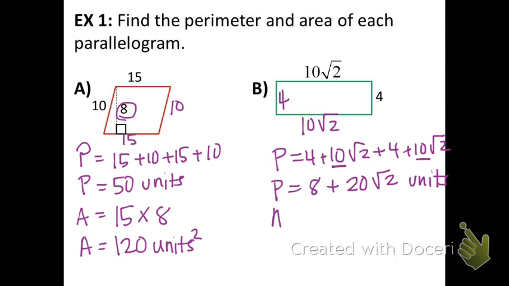For our area, we take our base, 10 root 2, times our height, 4, and this is what we did the other day. We'll take those numbers on the outside and multiply them.